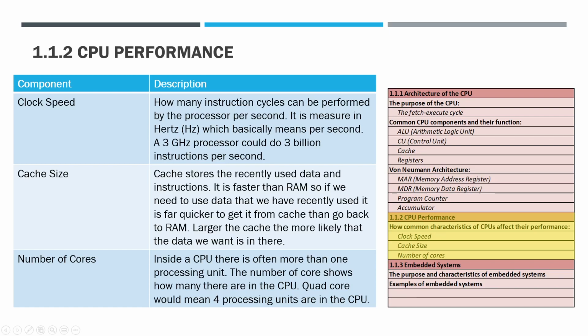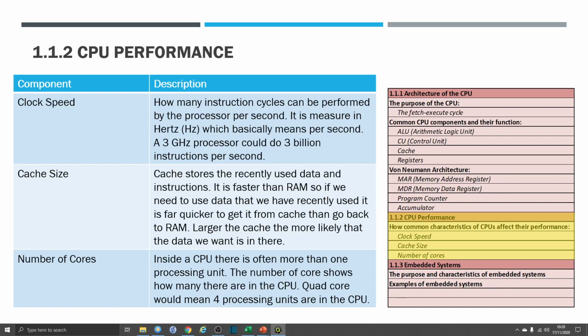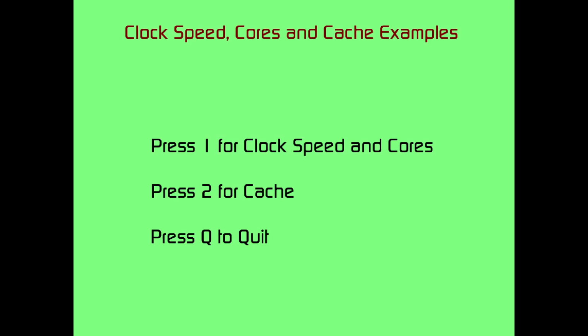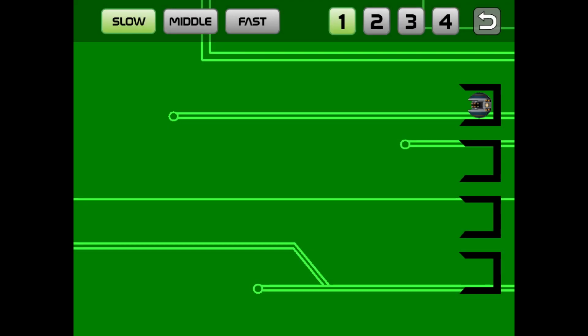Now I'm going to quickly show you my example. Just run this little executable. You may have seen this lesson. All right, it should come up in a second. There we go. And this will demonstrate the 3 parts. So let's have a look at clock speed. Imagine this little man is the CPU executing an instruction. So I'm going to put an instruction out. It fetches the instruction, and executes it.